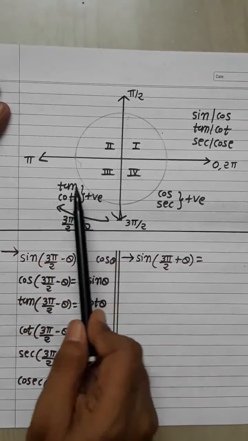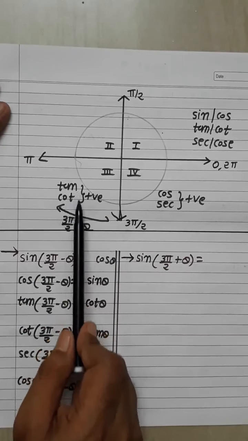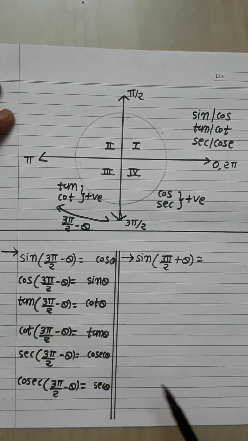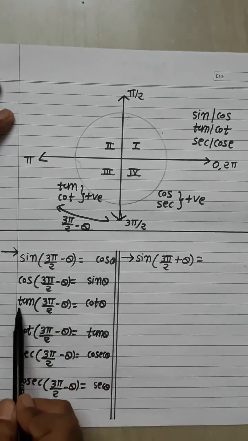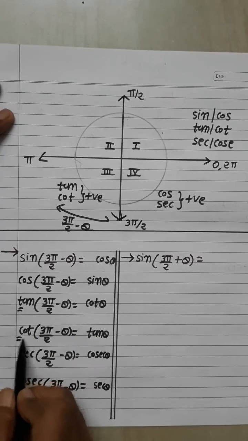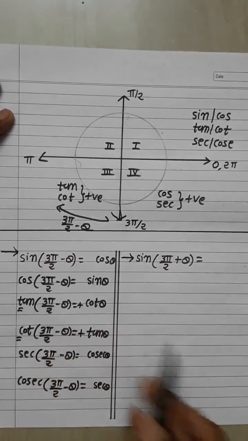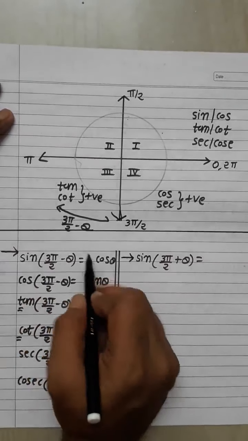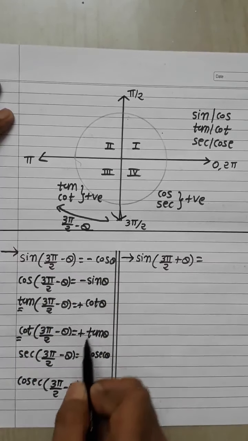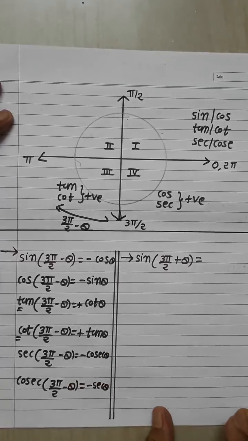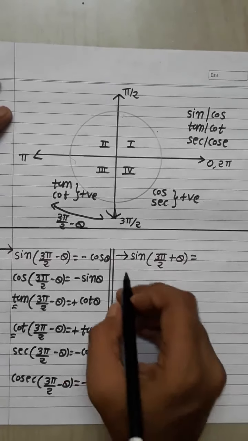Now check which two functions are positive in the third quadrant. So in the third quadrant, tan and cot are positive. So tan and cot, only two functions are positive, the remaining four functions are negative. So here we now write a minus sign. Now apply the same process here.